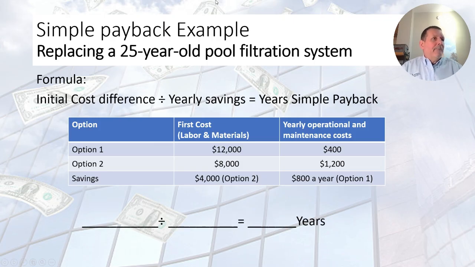So if we look at the top formula, the initial cost difference, that is what? Is it 12,000, 8,000? No, it's 4,000, the difference between the two. So we put in $4,000 there. We divide that by what? At $800 a year savings.